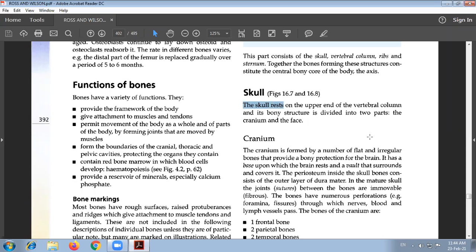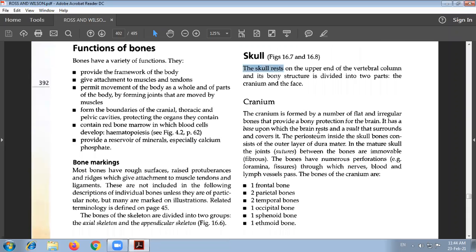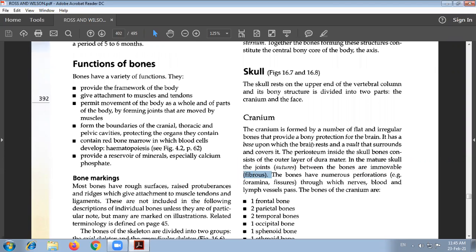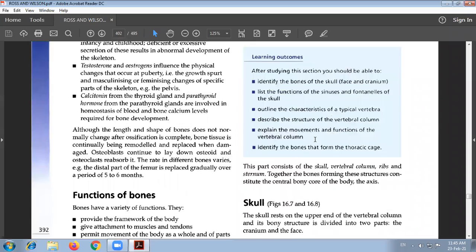It is divided into 2 parts, the cranium and the face. So the cranium has the different flat bones and irregular bones that provide protection to the brain. It forms the cavity in which the brain is located, and it acts as a vault to protect our brain, which is one of the delicate organs, by forming the cranial cavity. The cranium has joints which are called the sutures. These are immovable joints, which are also called fibrous joints. Here you can see them in the skull.